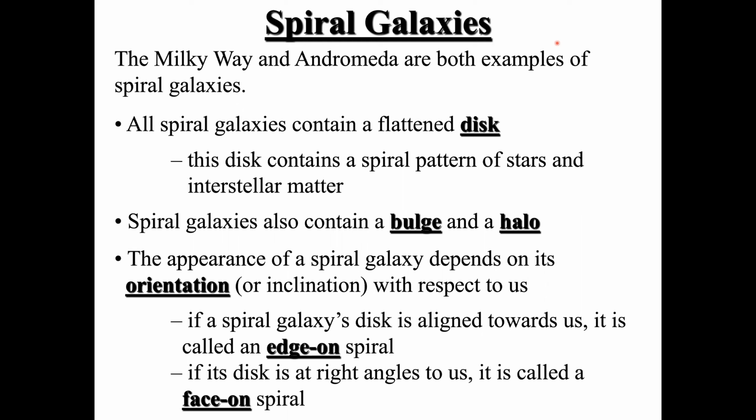Now the Milky Way and Andromeda are both examples of spiral galaxies, and they contain a bulge and a halo. The appearance of a spiral galaxy depends on its orientation with respect to us. When you look through a very basic telescope, you cannot see the spiral arms. But if you look through a large telescope and make a photograph, you can very clearly see these spiral arms.